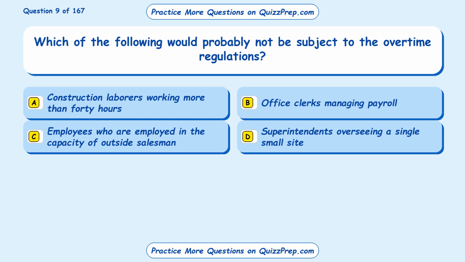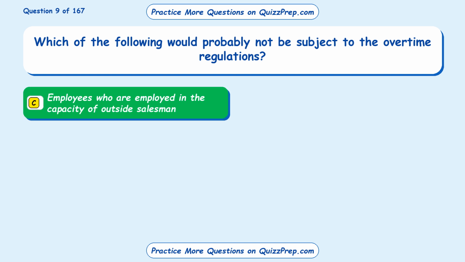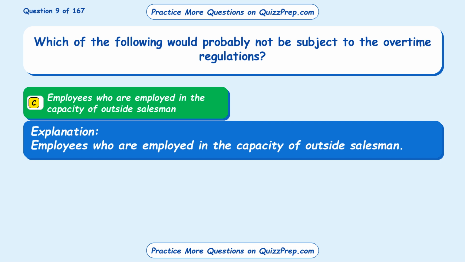Question 9. Which of the following would probably not be subject to the overtime regulations? Option A, construction laborers working more than 40 hours. Option B, office clerks managing payroll. Option C, employees who are employed in the capacity of outside salesmen. Option D, superintendents overseeing a single small site. The correct answer is option C, employees who are employed in the capacity of outside salesmen.